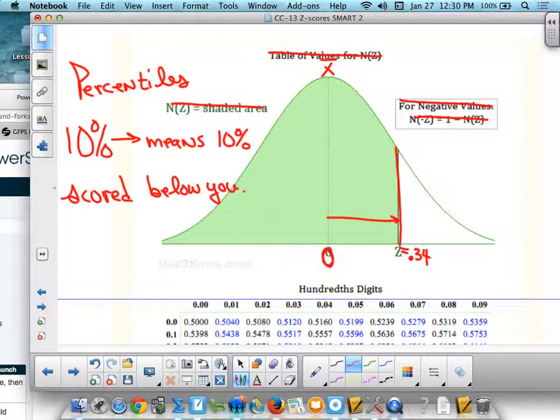So, now tell me, is that good or bad? It's average. That's not average. 10% scored below you. 10 out of 100. 10 people out of 100 scored below you. That means what scored better than you? 90. 90 scored better than you. Do you want to be in the 10th percentile? No. Depends on how many.